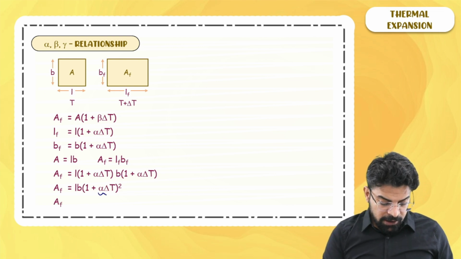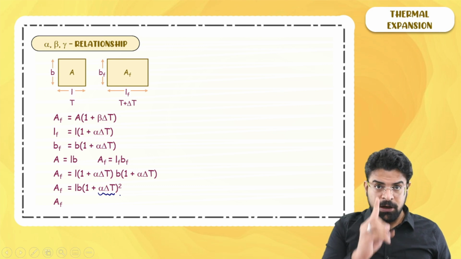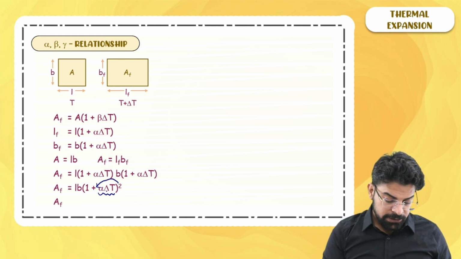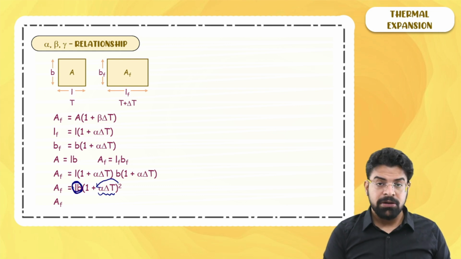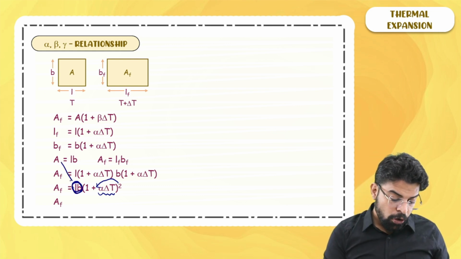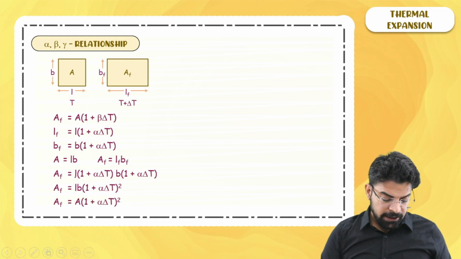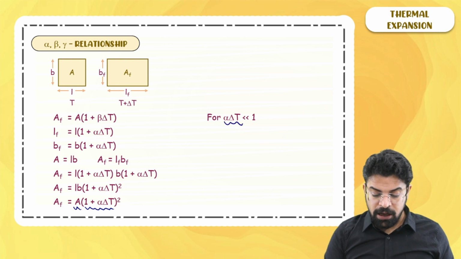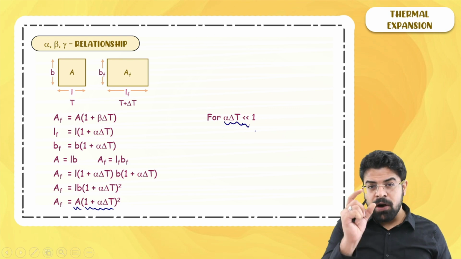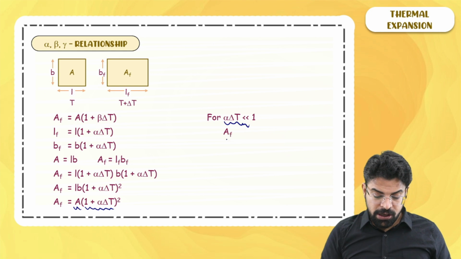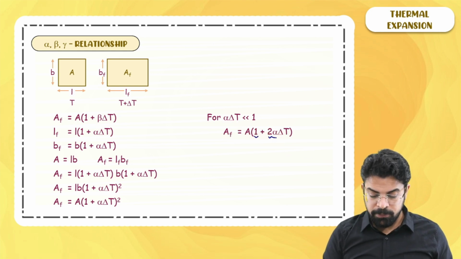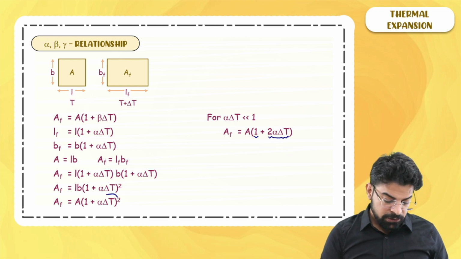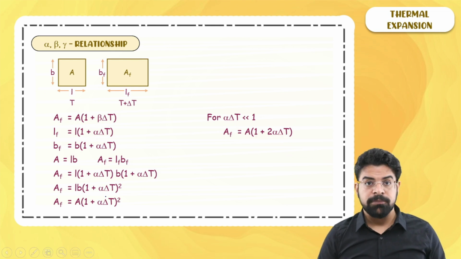Now, if alpha delta t is less than 1, you can do binomial approximation. You can bring this 2 in front and you can replace this quantity lb, the length into width, with the original area. So you get the final area equals original area into 1 plus alpha delta t whole square. For alpha delta t less than 1, if you are doing small temperature changes, you can write the final area equals original area into 1 plus 2 alpha delta t, bringing this 2 in front using binomial approximation.